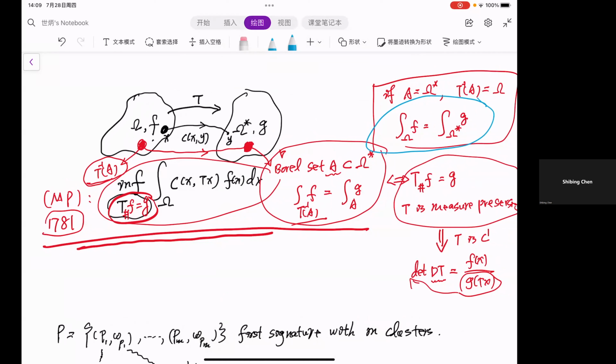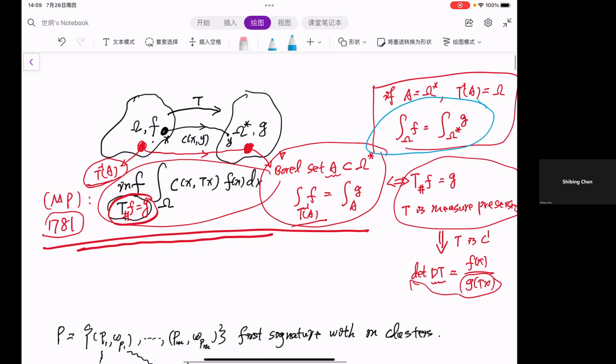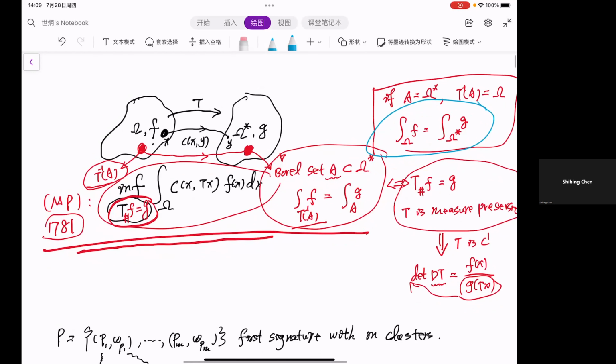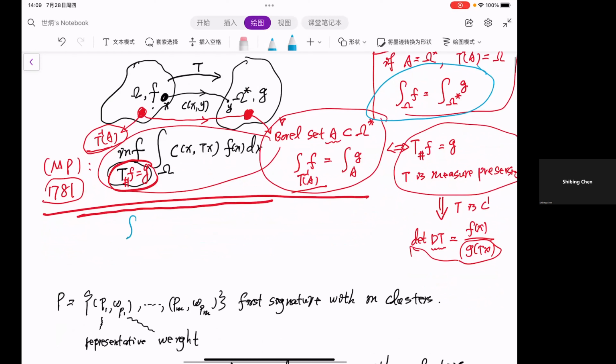And also, in real applications, it's natural to ask: if the total mass of F, for example, is 50, and the total mass of G is like 60, but we only need to transport a part of the total mass, say m equals 30, then the question is, what's the most economical way to transport mass 30 from the source domain to the target domain?